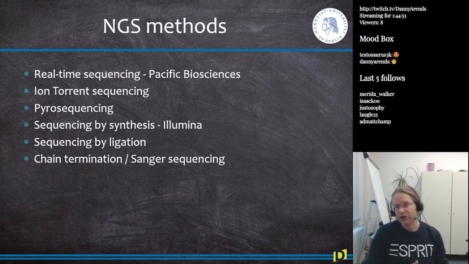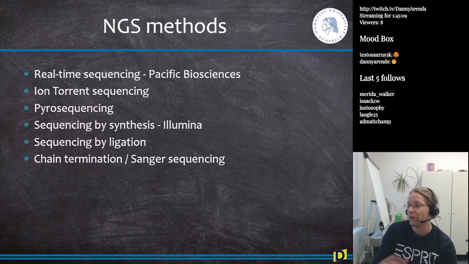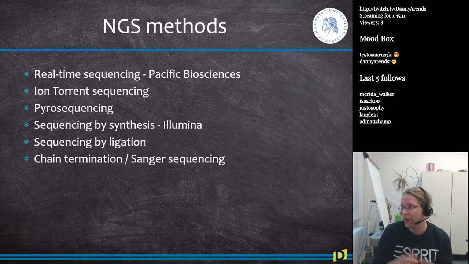So the next generation sequencing methods that we will go through one by one are real-time sequencing, ion torrent sequencing, pyrosequencing, because there is a next generation sequencing method based on pyrosequencing as well. There is sequencing by synthesis, which is the most common sequencing technique at the moment. This is what the big Illumina sequencers do. We have sequencing by ligation, also called SOLiD sequencing. And then we have chain termination, kind of Sanger sequencing, which is the kind of multiplexing of this original Sanger sequencing method. But all of them will have a lot of things in common.